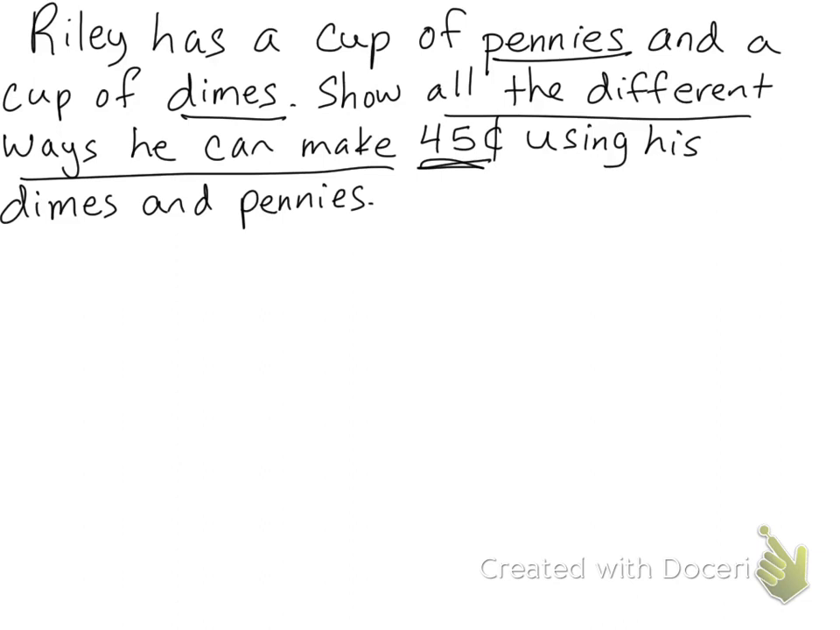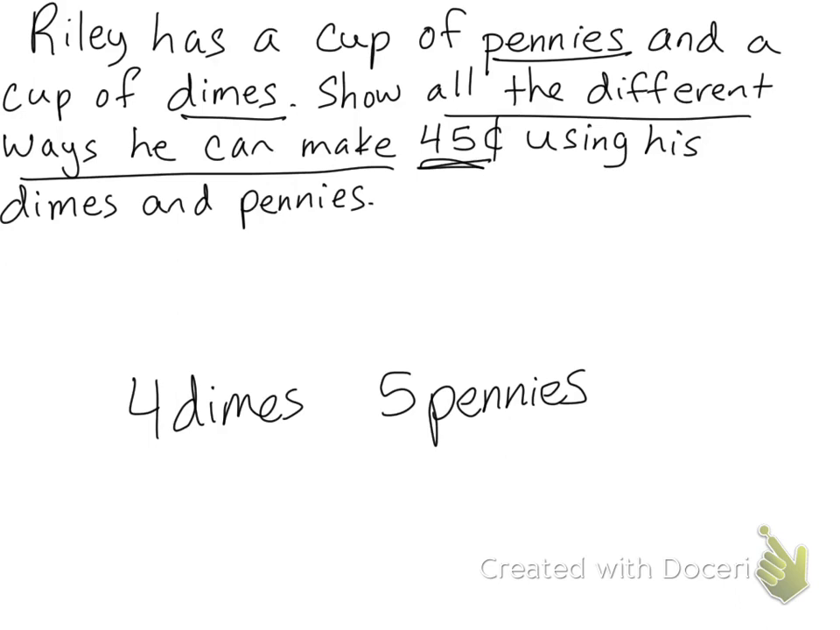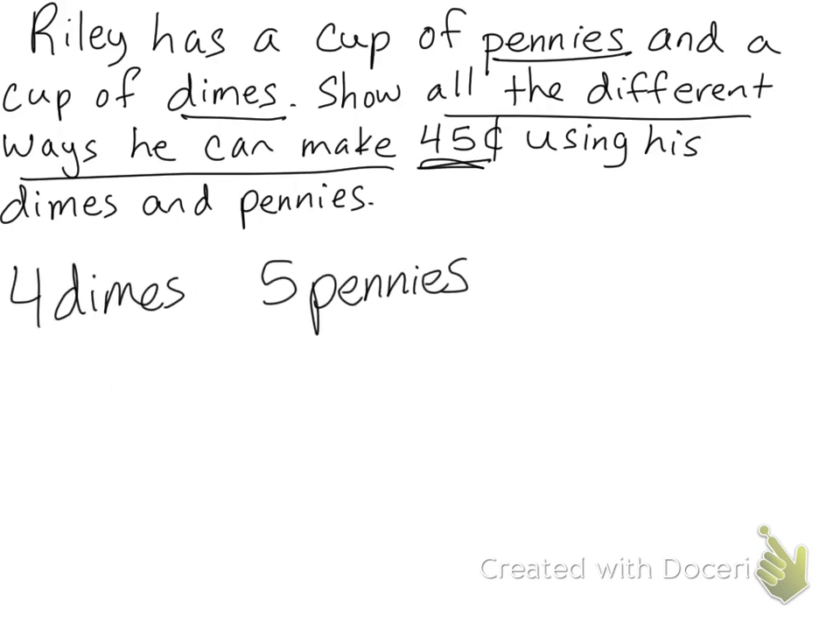Okay, so first of all, I know that 45 cents tells me that I can use 4 dimes and 5 pennies. Okay, so that's one way I can do it. Now I can show this as a different way. Okay. What I can do is I can trade one of my dimes for 10 pennies.